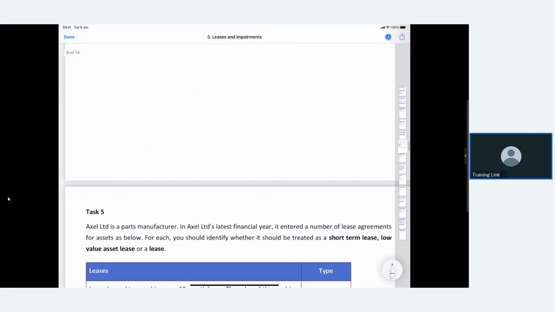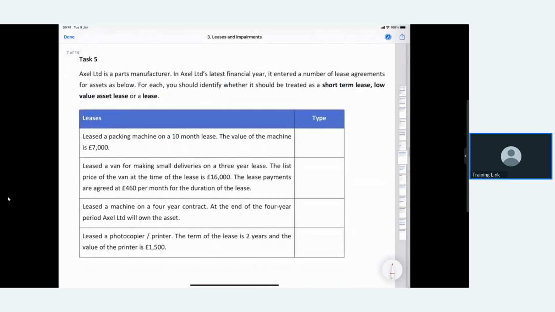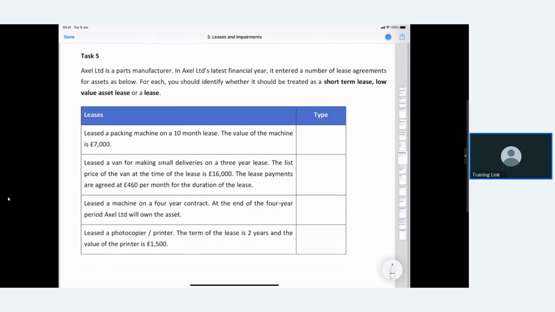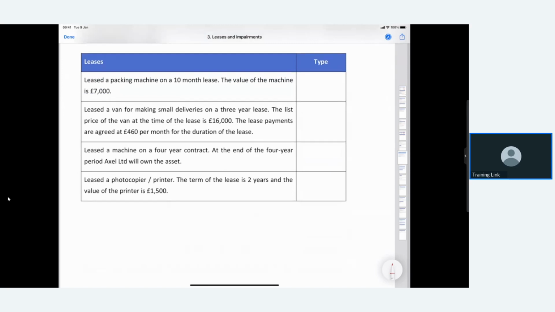Right then, moving on to task 5. Axel Limited is a parts manufacturer. In Axel Limited's latest financial year, it entered a number of lease agreements for assets as below. For each, you should identify whether it should be treated as a short-term lease, low-value lease, or just a standard lease. So, short-term, let's just think about these. Short-term lease, 12 months or less.